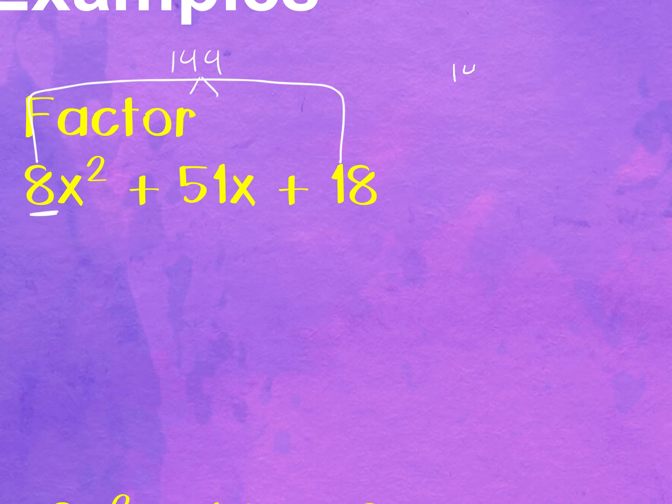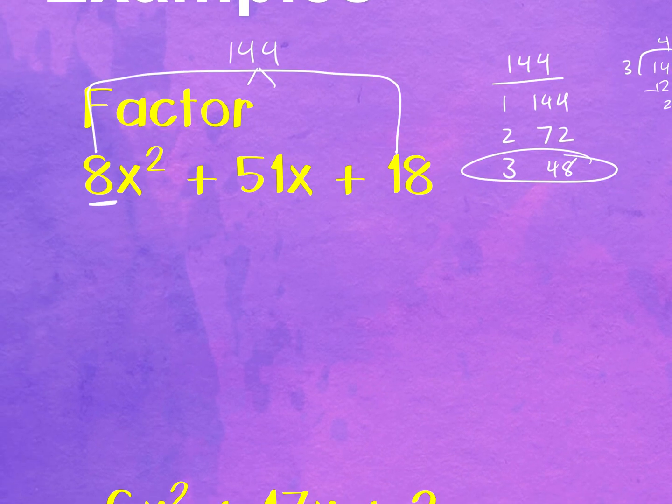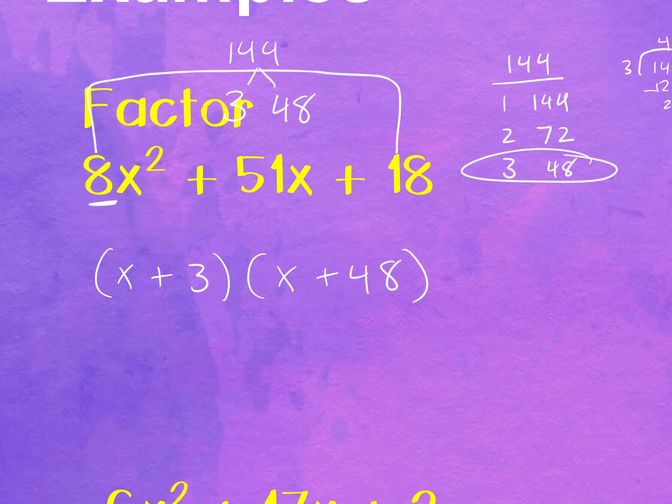Let's make a little chart. I have 144. My factors would be 1 and 144. 2 and 72. That doesn't work. 3. Let's see how many times 3 goes into 144. 48. 3 and 48. Does that work? Yay. So 3 and 48 are my factors. So I have x plus 3, x plus 48.